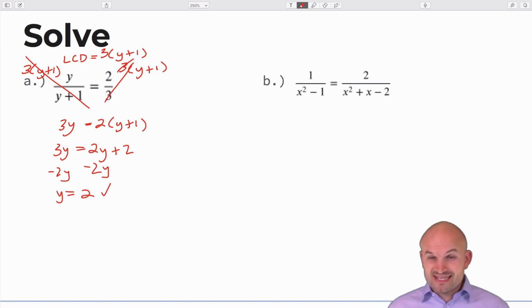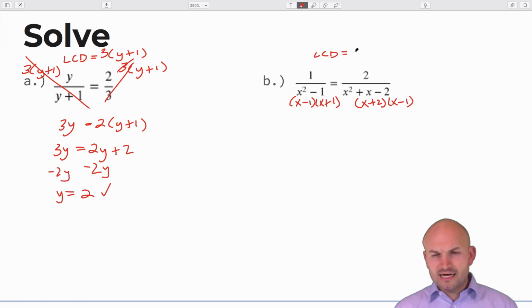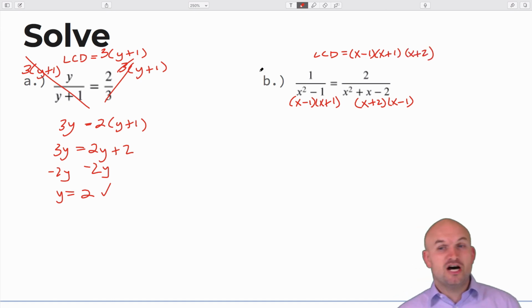For the next example, you could say, well, I don't really feel like multiplying these two denominators. That looks a little crazy, doesn't it? And that's true. So the first thing we want to do is factor them. So I have x minus 1 times x plus 1, and then over here, that's going to be x plus 2 times x minus 1. Here they do have a factor in common, which is x minus 1. The factors they don't have in common are x plus 1, I'm sorry, and x plus 2. So now we have an LCD of 3 terms.